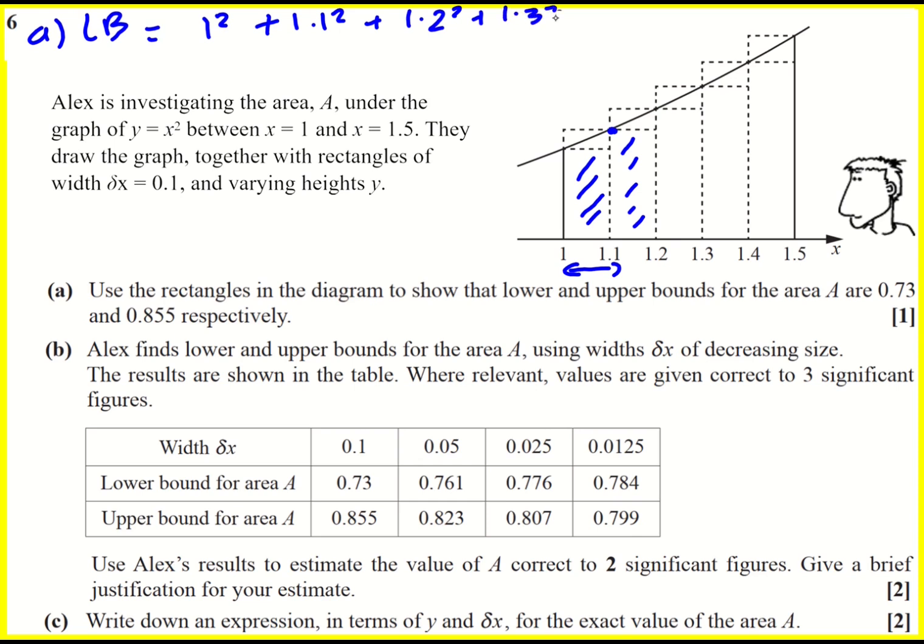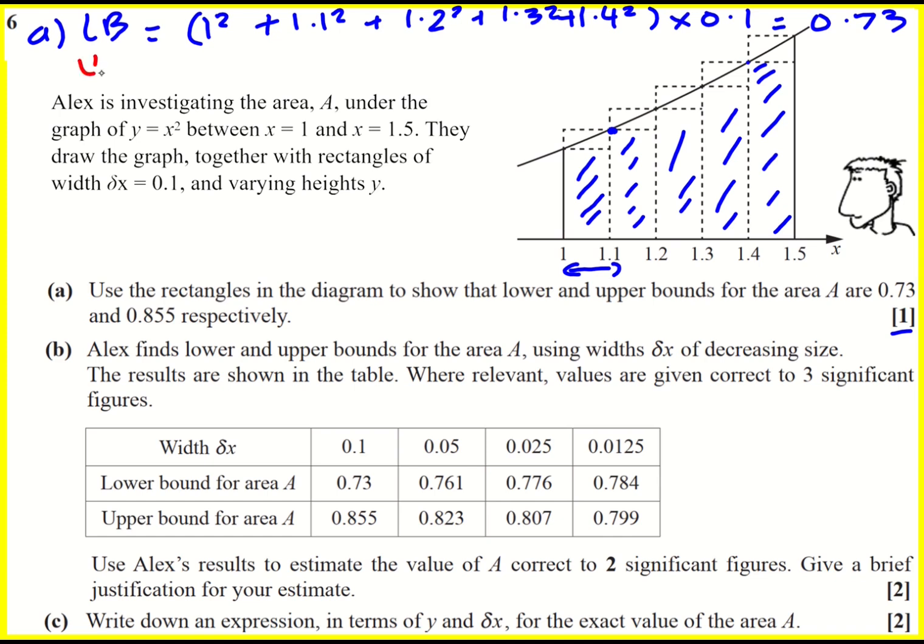We're going to go all the way up to 1.4, because that's this bit here. Okay, and ignore the 1.5. Times it all by 0.1, and it does equal 0.73. It's worth putting in your calculator. Maybe this is only 1 mark. It's almost like just trying to guide us, to be honest.